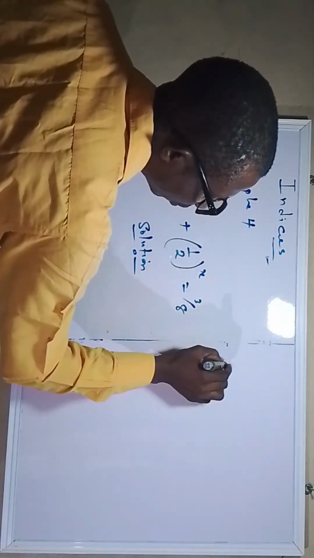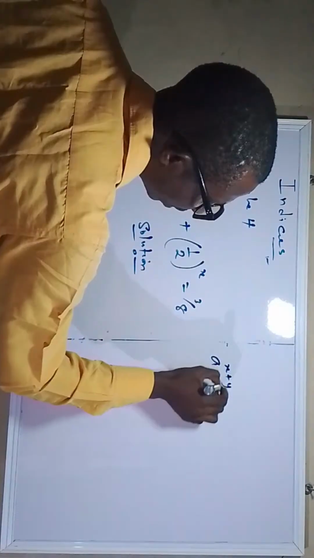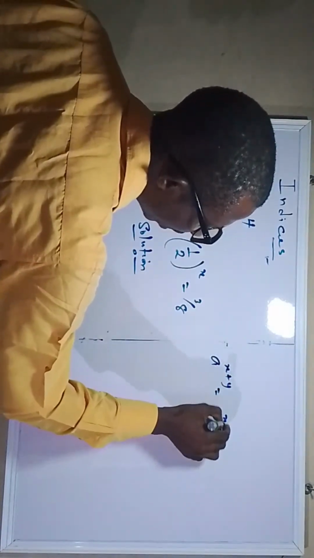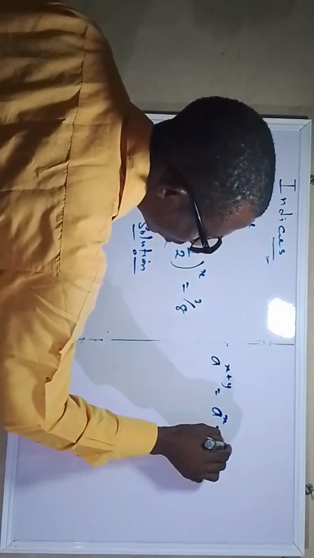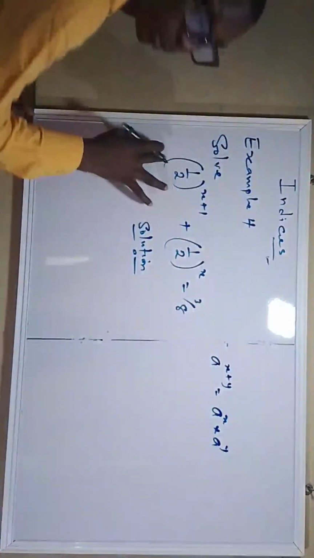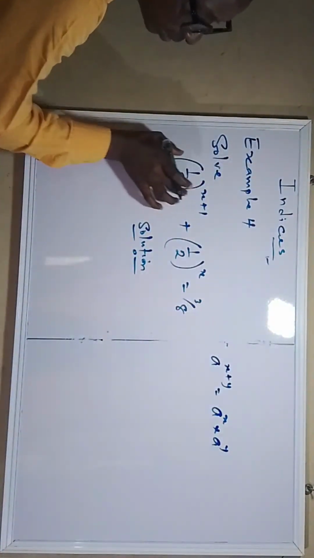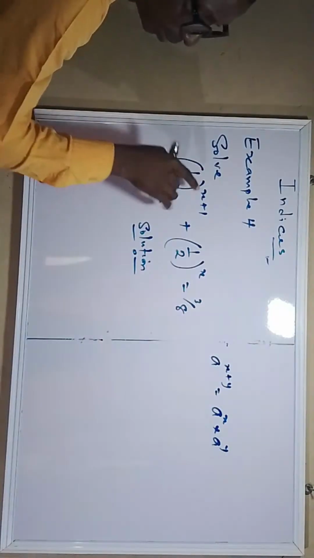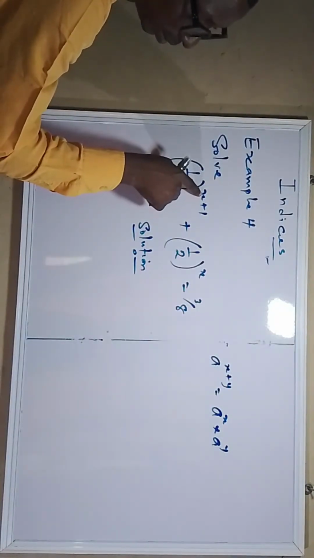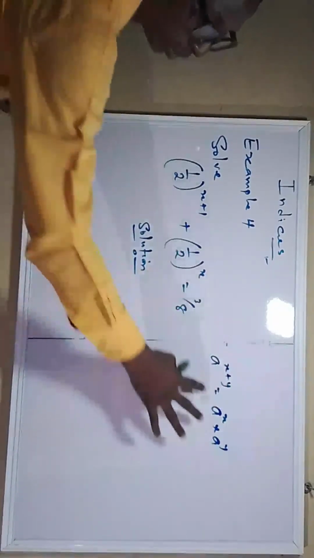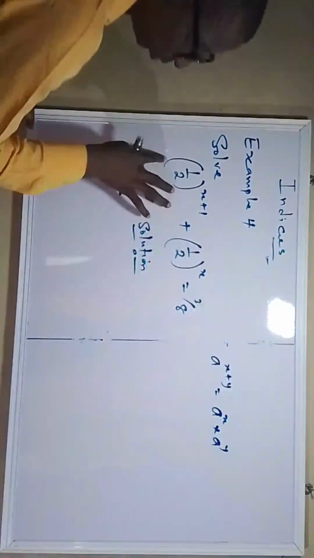A raised to the power of x plus y is the same thing as a raised to the power of x times a raised to the power of y. So that is what I'm going to be applying here. The base here is 1 over 2, and the power is x plus 1. So I'm going to be splitting it this way. Now let's do that to this.